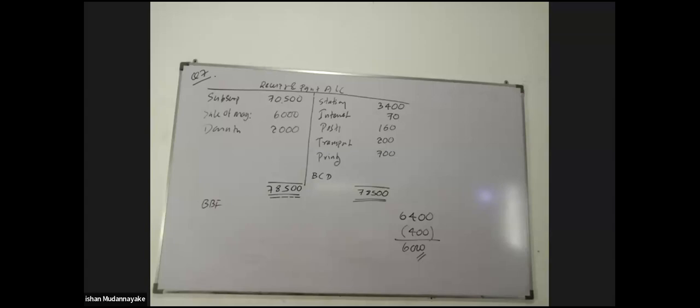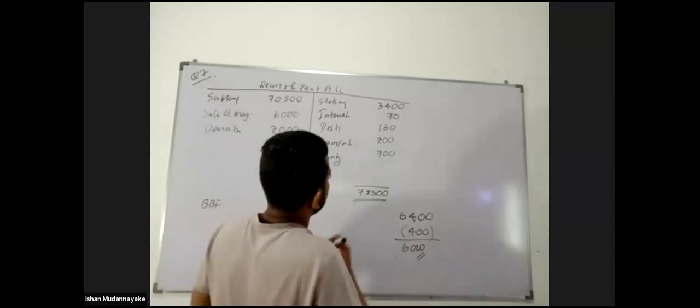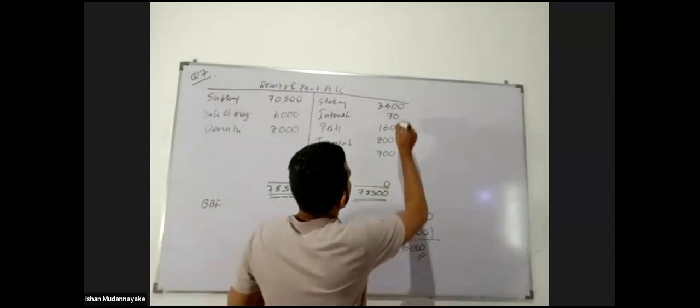Our closing cash balance is 73,970. Is it correct? Closing cash balance. No, this is Akshaya. 73,970. Right.